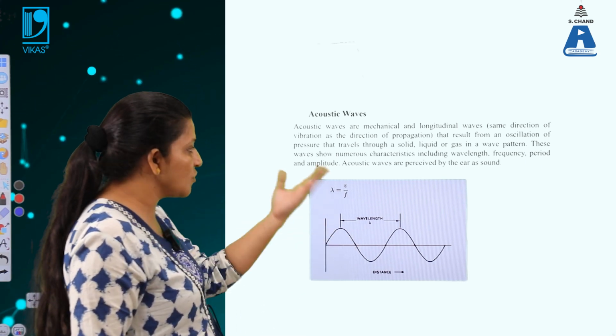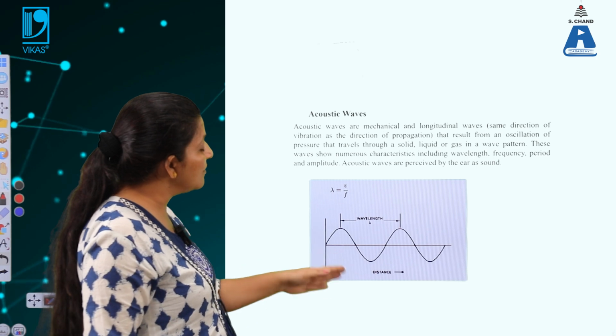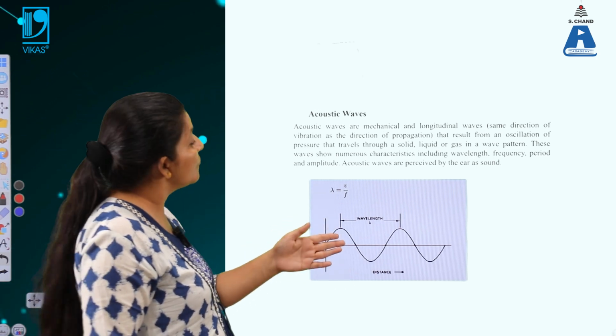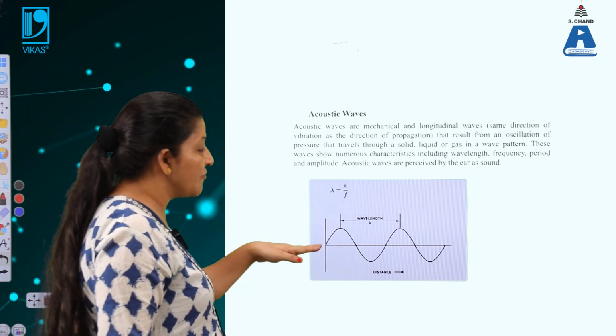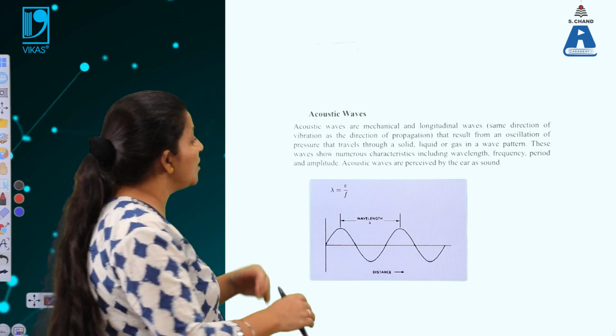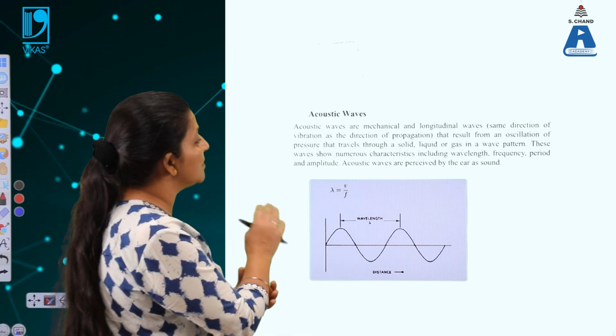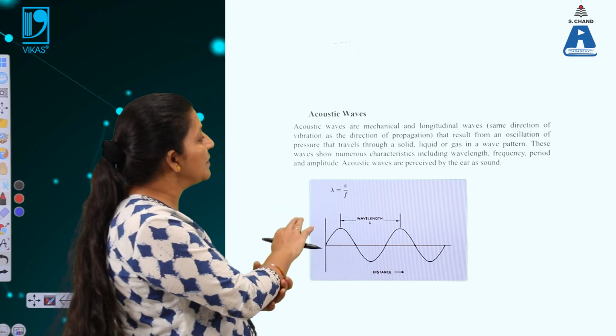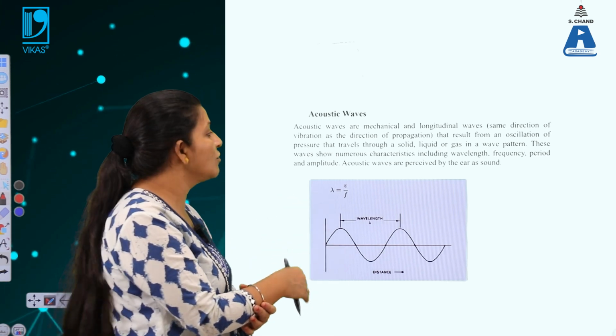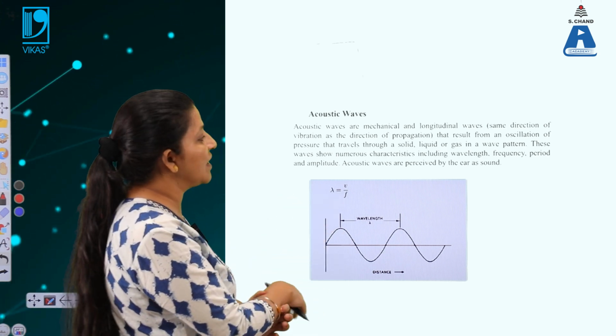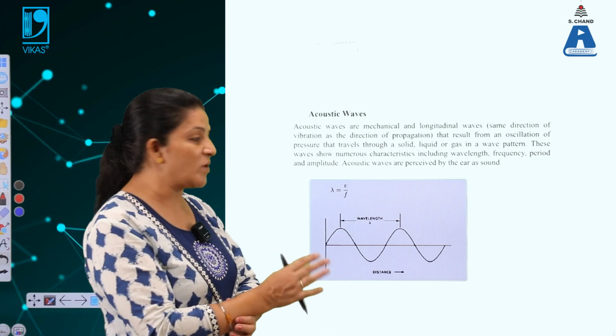We know that in the case of the sea, when the wind flows over the water of the sea, waves travel on it. These are due to some pressure which is exerted on the given medium, either solid, liquid or gas. Such kinds of waves are known as acoustic waves.